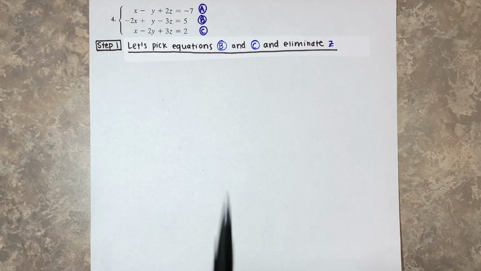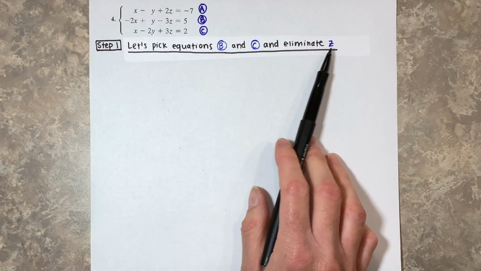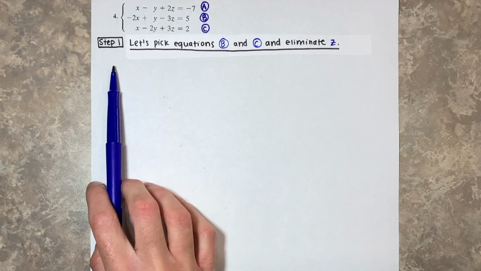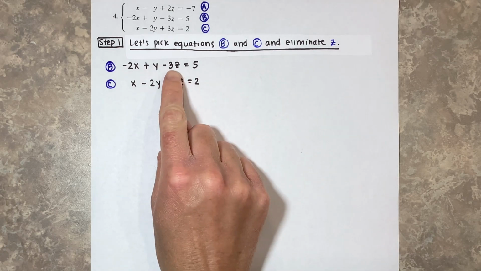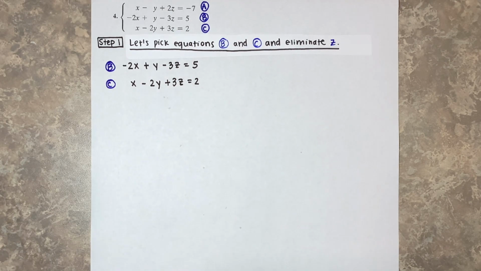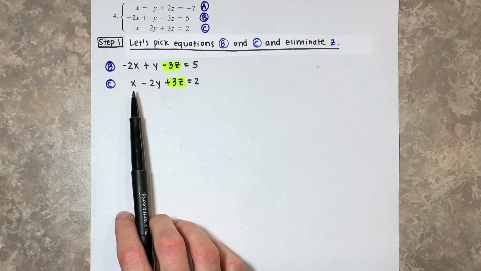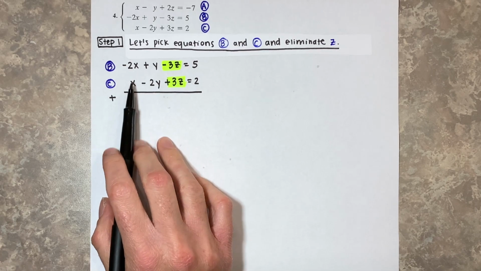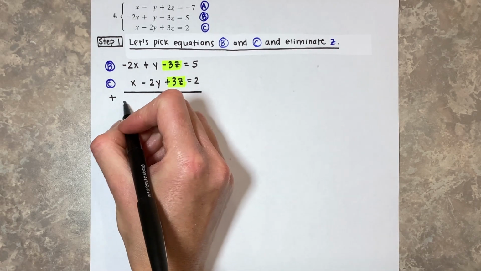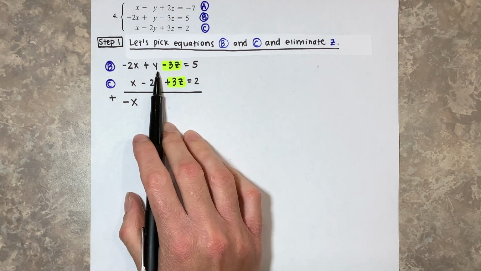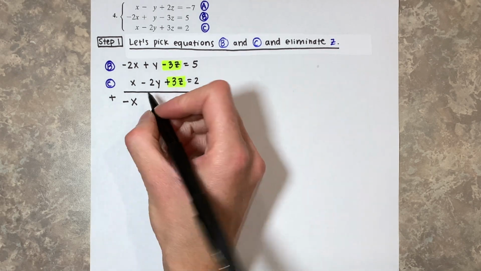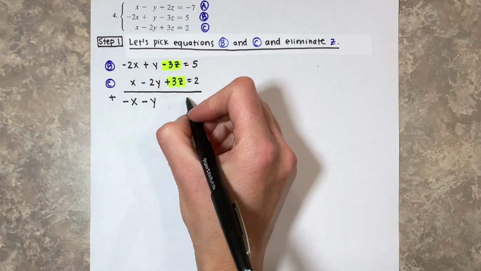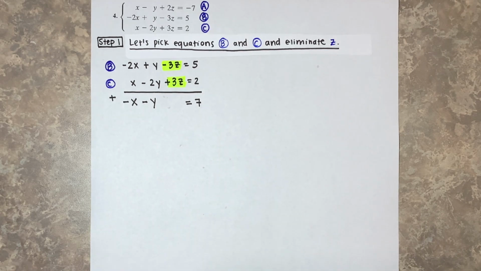So I've decided to pick equations B and C and to eliminate the variable z. I'm going to start by copying down equations B and C right here. Now, because the variable z already has matching but opposite coefficients here, we can add these two equations together and the z's will be eliminated. So if we add -2x plus 1x, that will give us -1x or -x. 1y plus -2y will give us -1y or -y. The z's will be eliminated, and 5 plus 2 will give us 7.